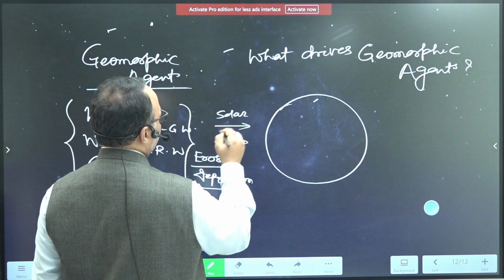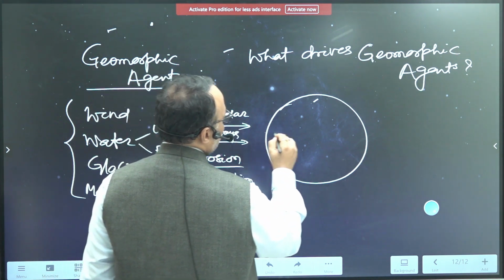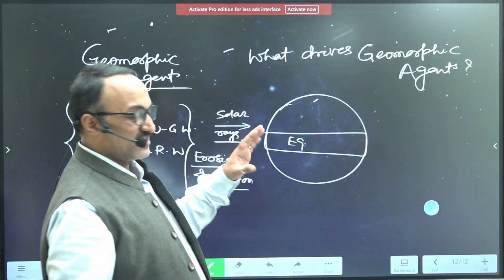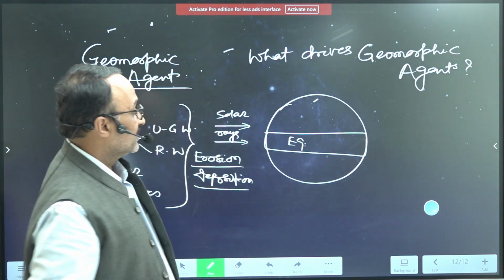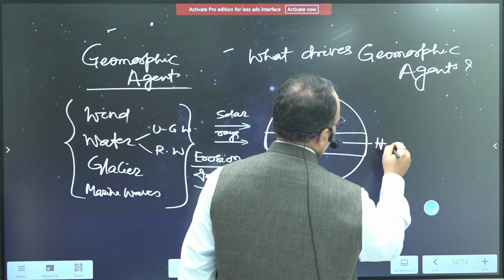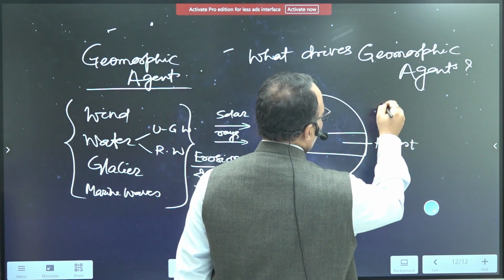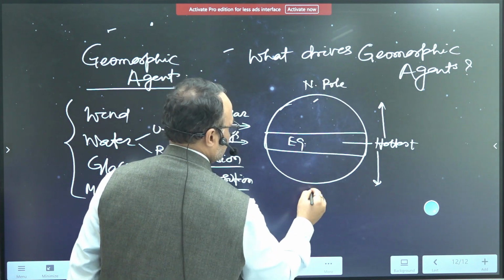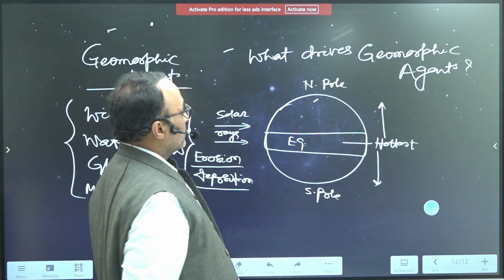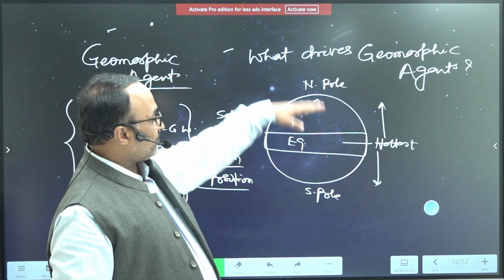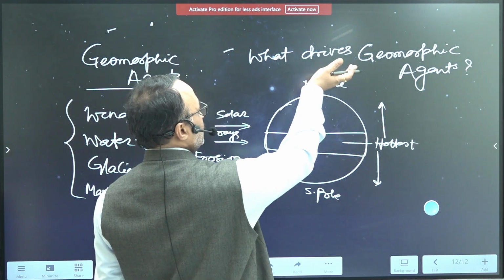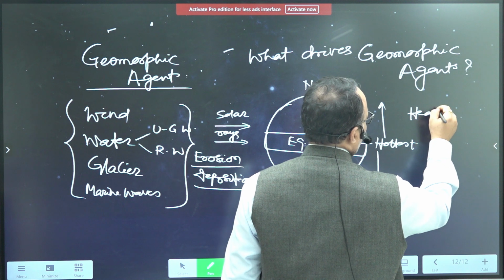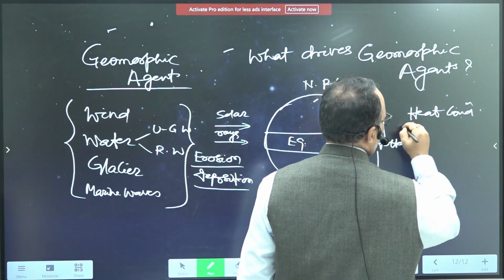Solar rays. So this is the equatorial belt, and this equatorial belt is receiving the maximum heat of the sun. So it is the hottest portion. And moving away from the equator towards the pole, this is the North Pole, this is the South Pole, what we observe is a gradual reduction in the heat condition. And therefore, the heat condition is one of the driving factors.